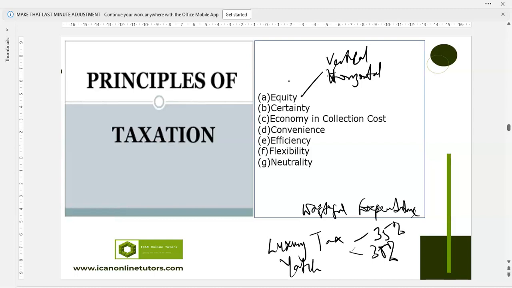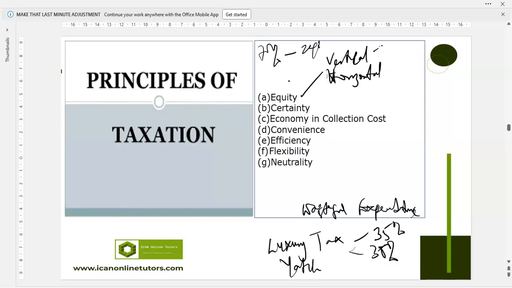Then we move on. I mentioned we have vertical and horizontal. Vertical equity is the tendency for the proportion of income taken as tax to rise as income rises. A good example of this is the progressive tax system we mentioned earlier, ranging from 7% up to 24%.